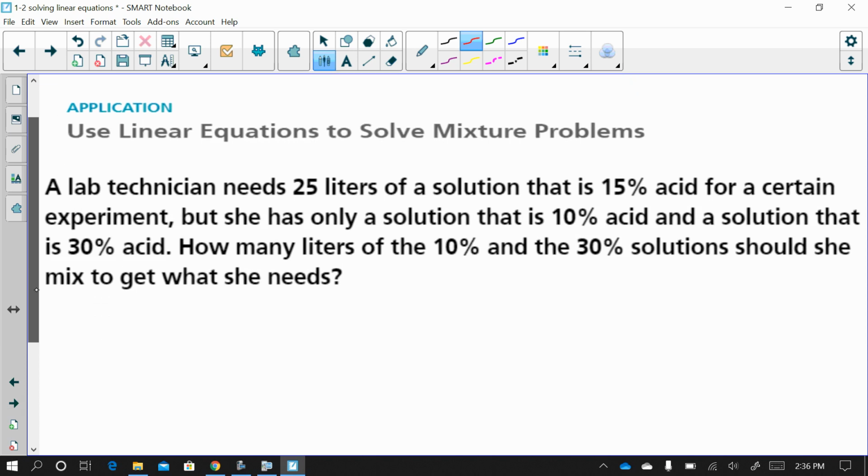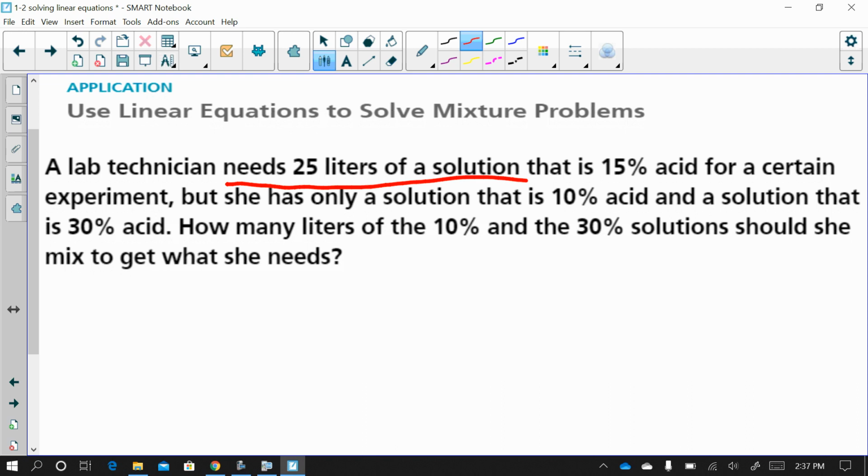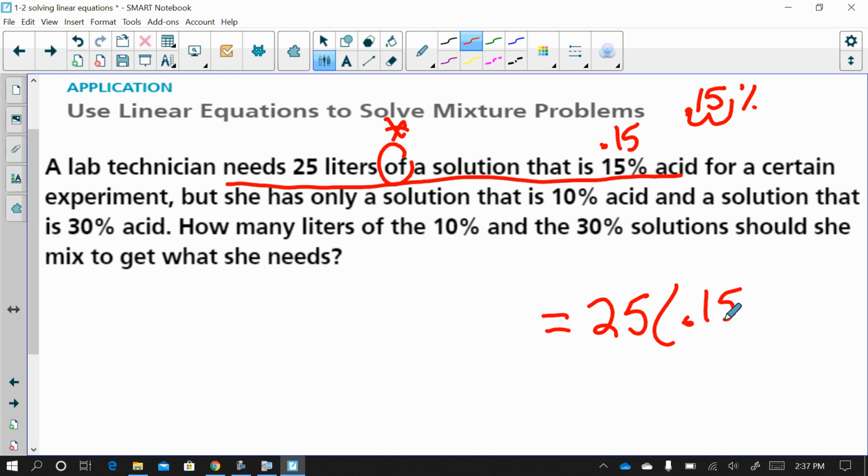Okay, so I like to start with what do I need? 25 liters of the 15% acid. How can I represent that? I'm going to make that my equals. 25 of, that means times, 15% acid. Whenever you work with percents, you should automatically change them to a decimal. So remember, 15%, I'm going to move that decimal once, twice to the left. So that's really 0.15. We'll take 25 times 0.15.